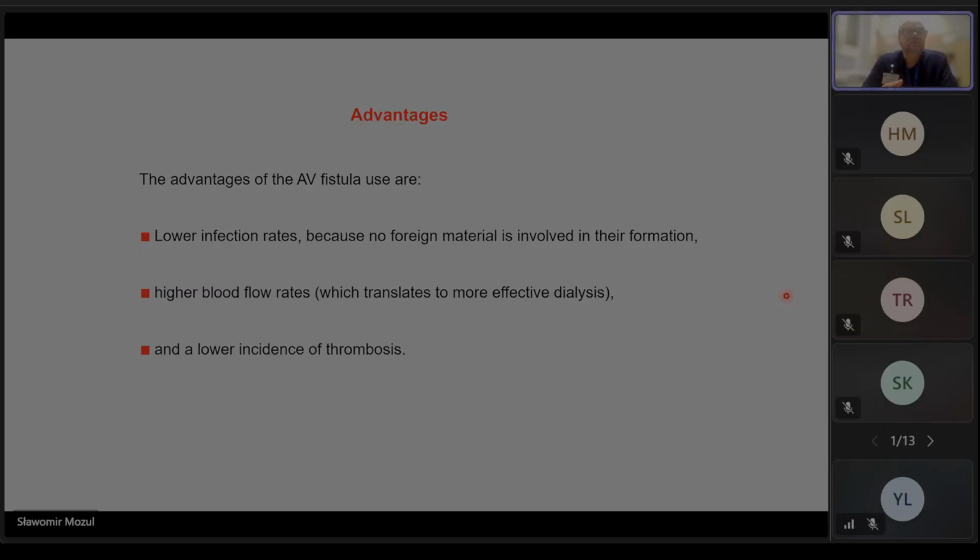The advantages of having fistulas are lower infection rates because no foreign material is involved in the formation, higher blood flow rates, which translates to more effective dialysis, and lower incidence of thrombosis.